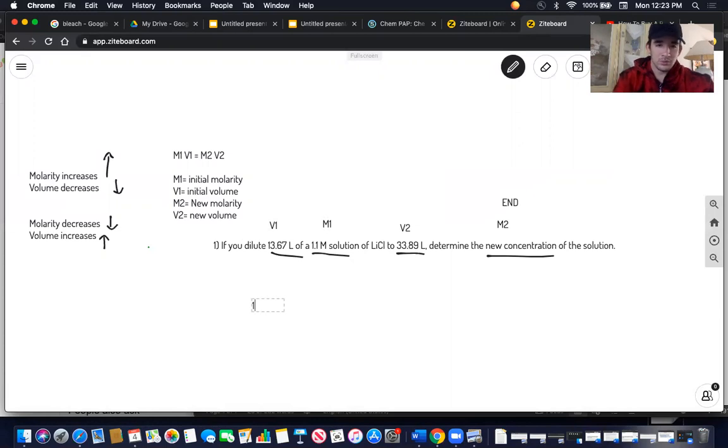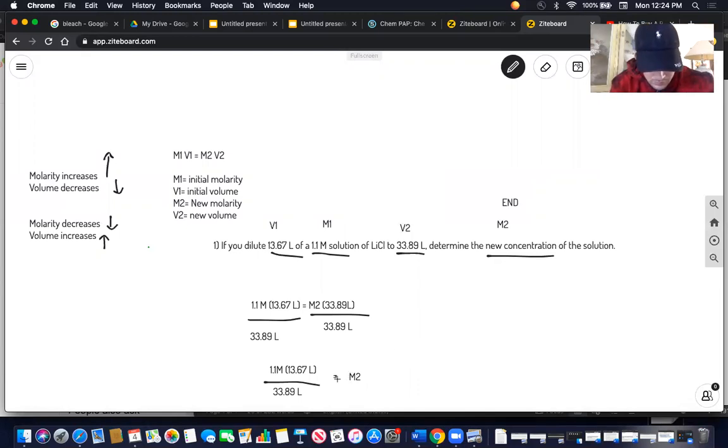So we've got 1.1 molar times 13.67 liters, and that's going to give me M2 times 33.89 liters. So all I'm going to do here is solve for M2. I'm going to divide both sides by 33.89 liters. So that's going to give me 1.1 molar times 13.67 liters divided by 33.89 liters, and that's going to equal M2.